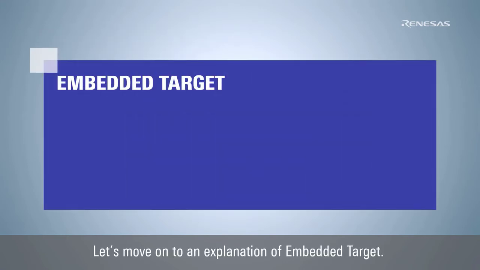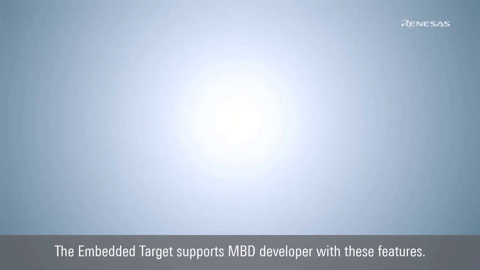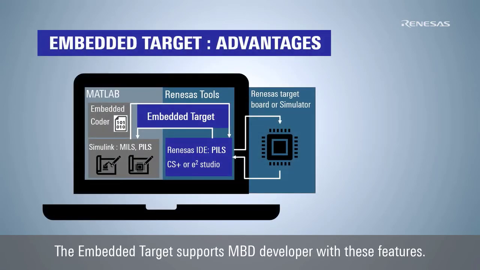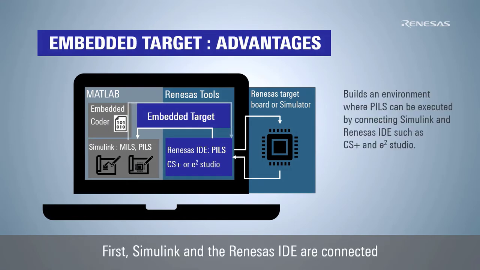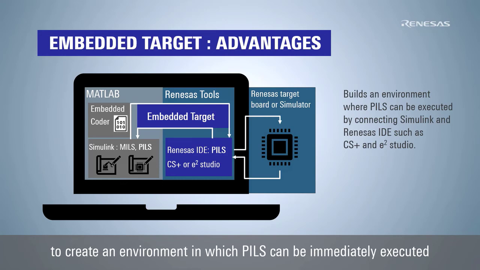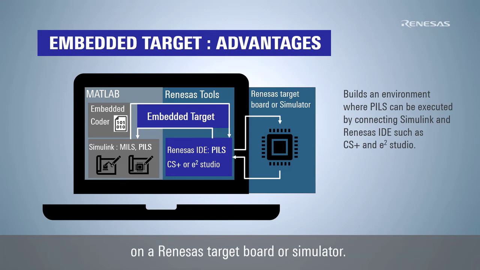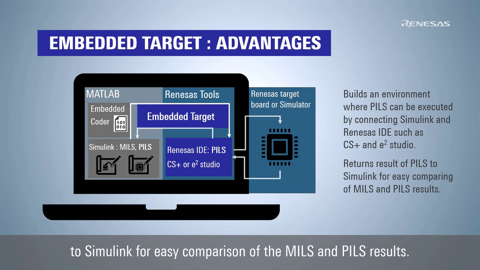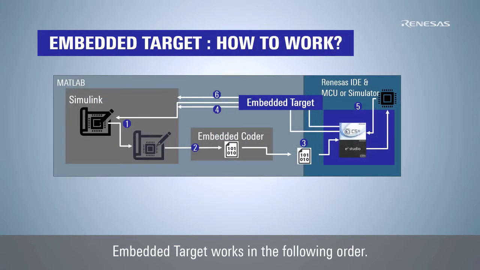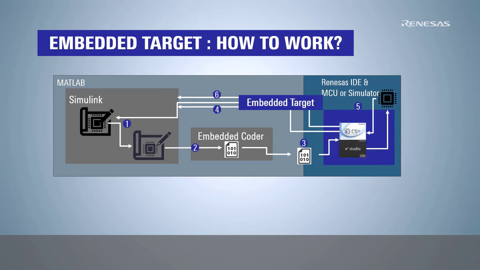Let's move on to an explanation of Embedded Target. The Embedded Target supports MBD developers with these features. First, Simulink and the Renesas IDE are connected to create an environment in which PILS can be immediately executed on a Renesas target board or simulator. Then Embedded Target will return the execution result of PILS to Simulink for easy comparison of the MILS and PILS results. Embedded Target works in the following order.